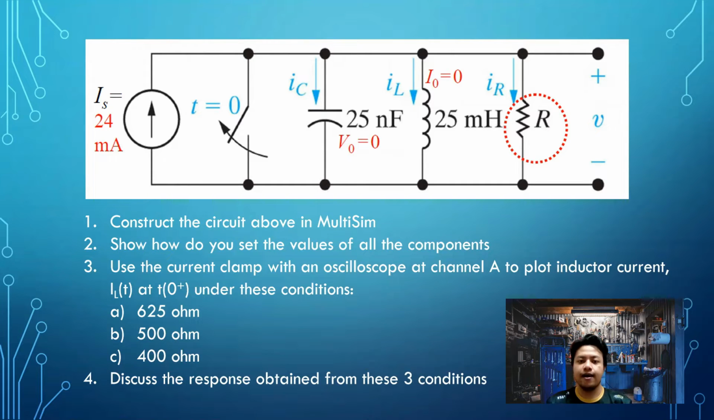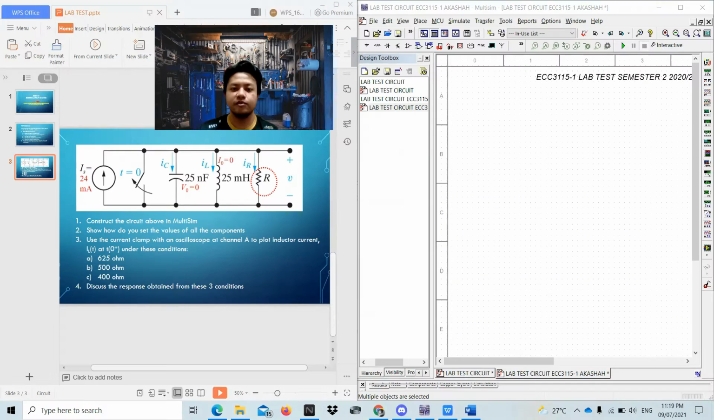Next, I will construct the circuit in the Multisim software. To construct the circuit, we need to know what the components in the circuit diagram are. As you can see here, there are about 5 components: the DC current, switch, capacitor, inductor, and last but not least the resistor with 3 different values. So I will construct the circuit in the Multisim software. Stay tuned.